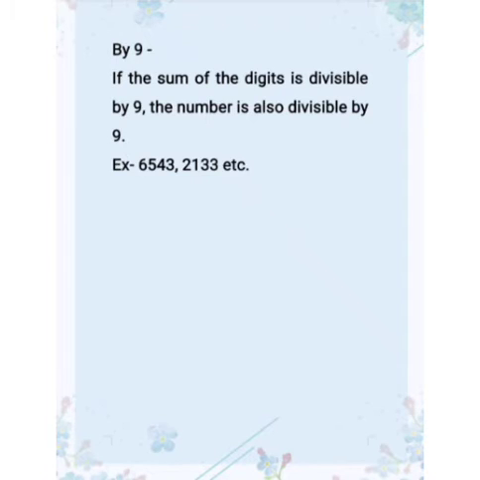In 6543, let us add the digits. 6 plus 5, 11, 11 plus 4, 15, 15 plus 3, 18. Now as we know that 9 twos are 18, so 18 is divisible by 9. The full number 6543 will also be divisible by 9. Similarly, in 2133, 2 plus 1, 3, plus 3, plus 3 will be 9. We know 9 ones are 9. So the full number 2133 will be divisible by 9.